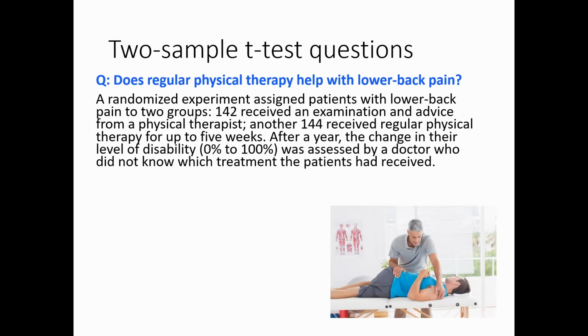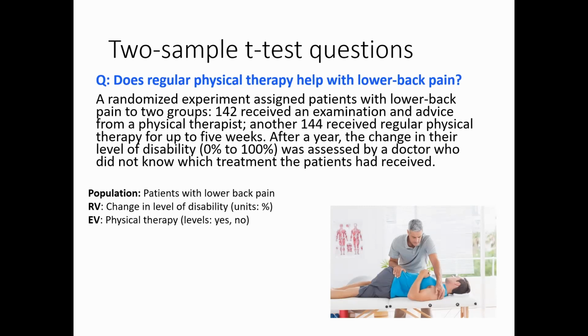So what's the population of interest here? Patients with lower back pain, right? And what's the response variable? Change in level of disability. And the units here we have percent, right? It's a proportion. And what's the explanatory variable? Physical therapy, and the 2 levels are yes and no. They either got the therapy or they didn't.